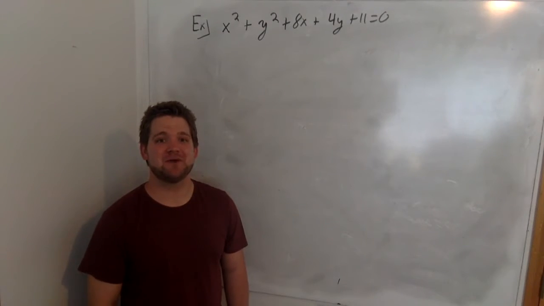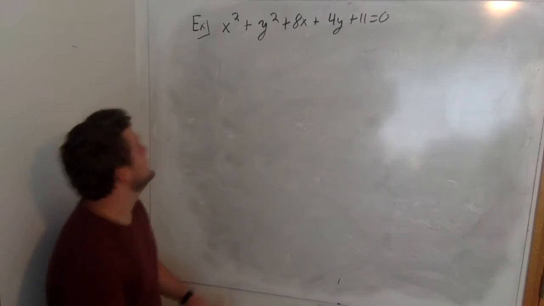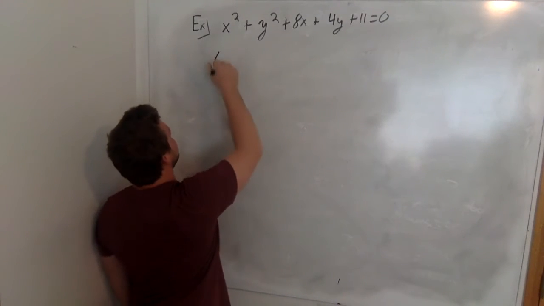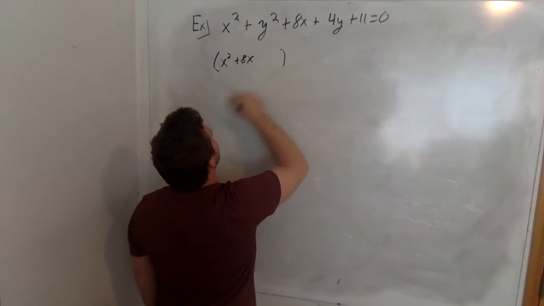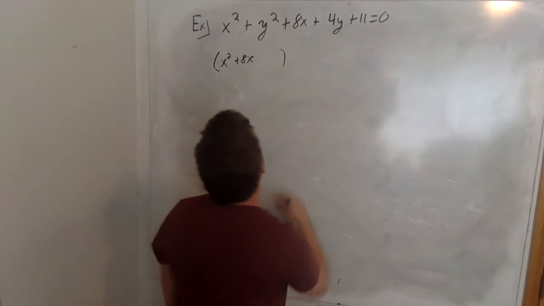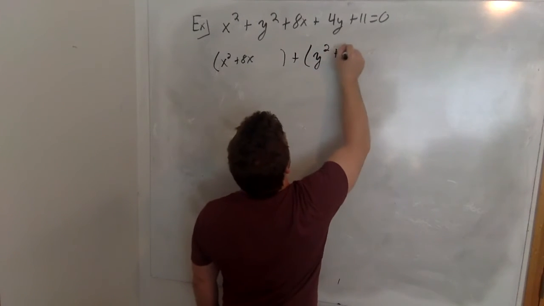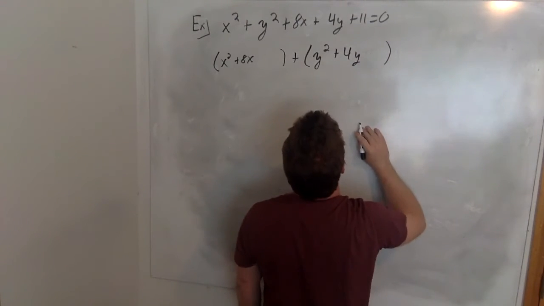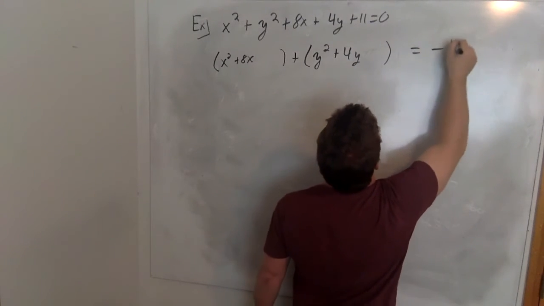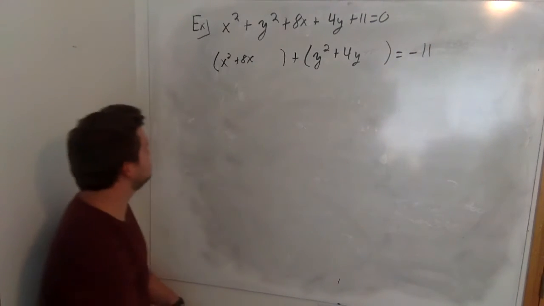Here's our next example. Pause the video and give it a shot. Okay, let's do it together. All right, let's group our x pieces together. So we'll have an x squared plus an 8x. I won't have to factor anything off the x squared, so I'll just leave myself some room. And we'll have a y squared plus a 4y. I don't have to factor anything off of y squared, so we'll leave ourselves some room. And let's subtract 11 from both sides. So this will be equal to a negative 11.